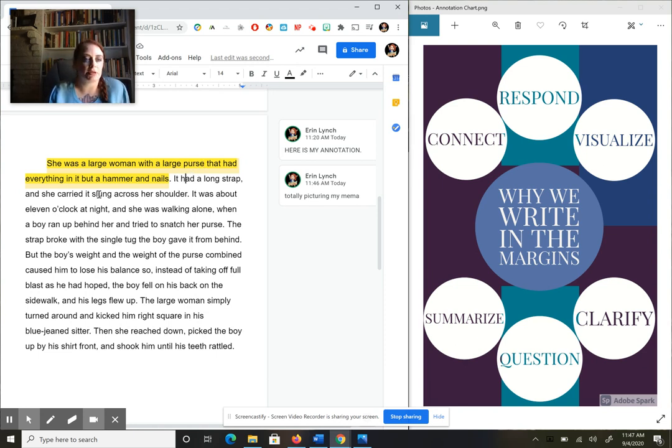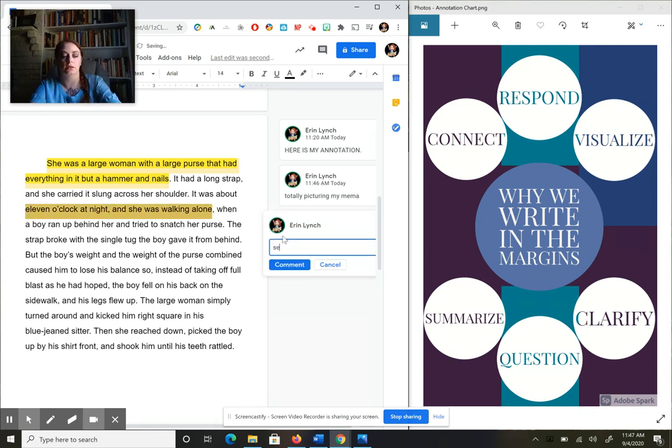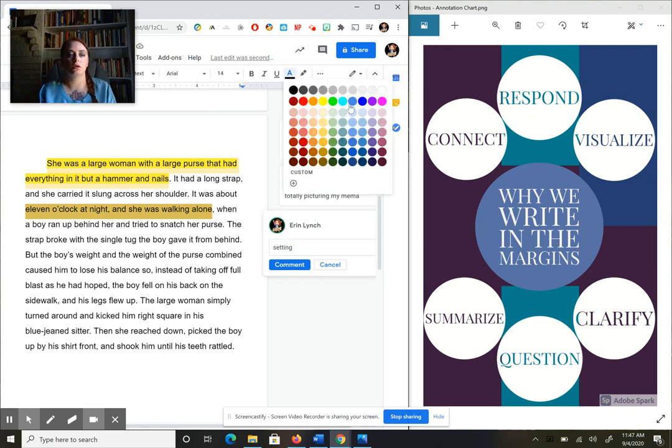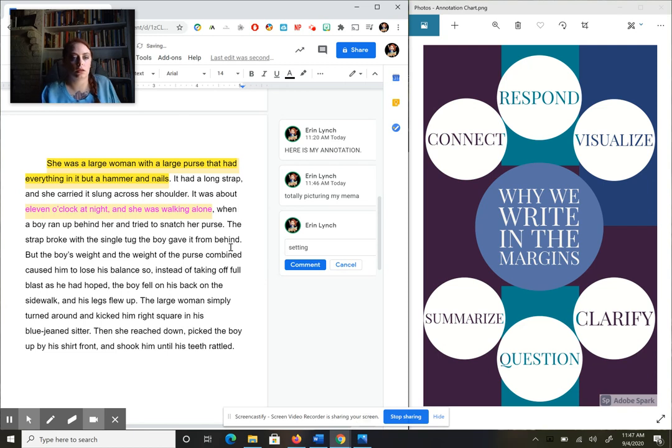It had a long strap, and she carried it slung across her shoulder. It was about 11 o'clock at night, and she was walking alone. Oh, there's my setting. 11 o'clock at night. Okay, I'm going to also go ahead and highlight that while I'm thinking about it. Oh, I did the wrong one.